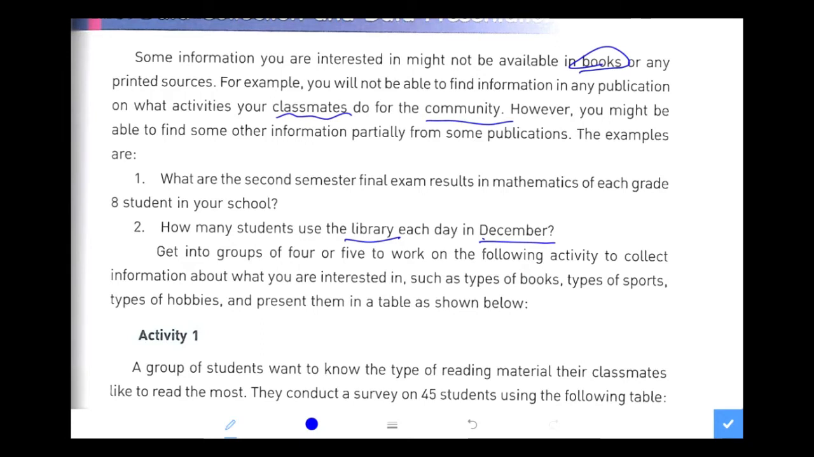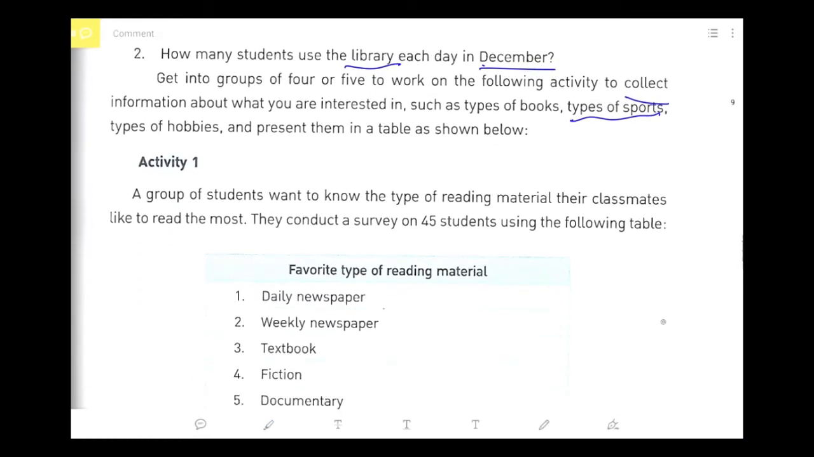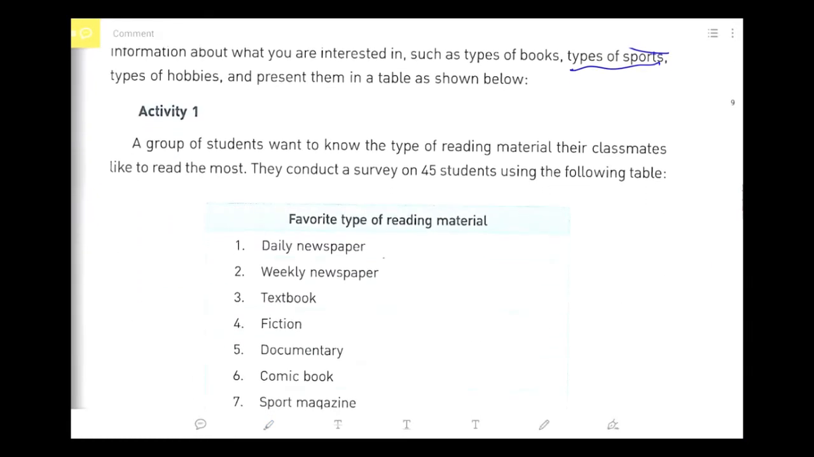Okay, so you have to go in groups of 4 or 5 to work on the following activities. You have to collect information. You may want to collect information about, you know, types of sport, types of hobbies. You want to ask people about that. So, okay, let's look at activity number 1.